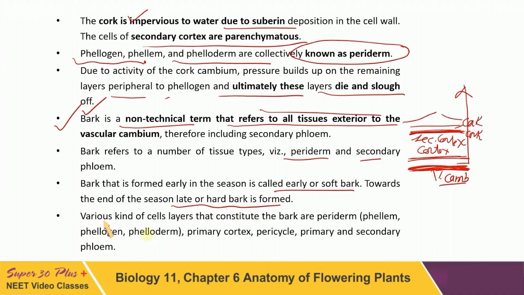Okay. Now, the various kinds of cells that constitute the bark you have seen right now. It includes the phloem, and you can count. This is vascular cambium. Again, this is secondary phloem, primary phloem, cortex, secondary cortex, and all that will be included here in that. Is it right? Come to the next now.